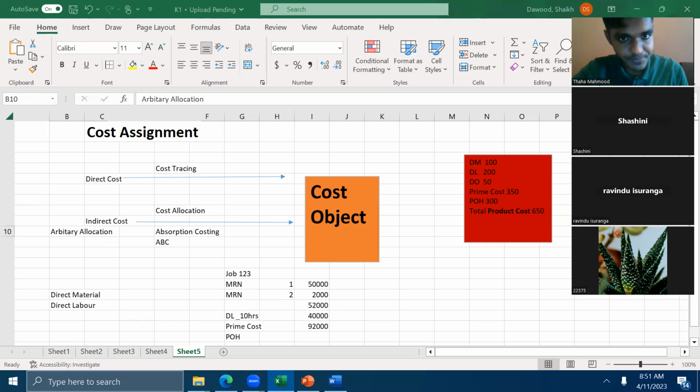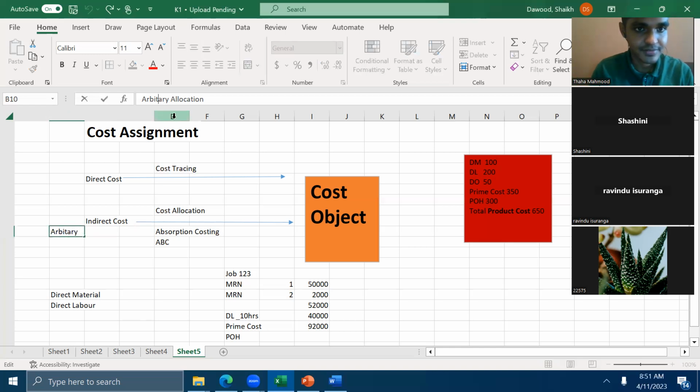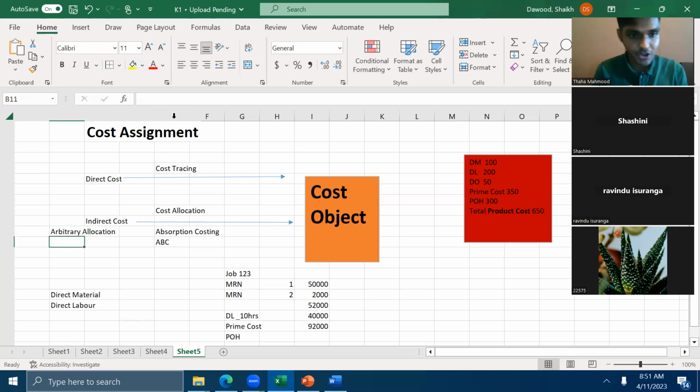In absorption costing, we only use arbitrary allocation. Arbitrary, my spelling is wrong here. In absorption costing, we only use arbitrary allocation. We do not use the cause and effect allocation. Why do we use this arbitrary allocation when we can use, since he has brought up the cause and effect allocation, let me tell what happens in activity based costing. In activity based costing, we use something called a cause and effect allocation.